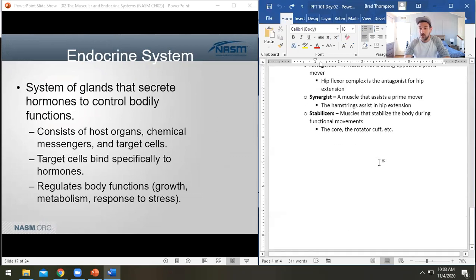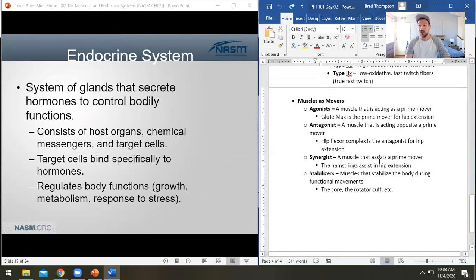Now we've also got our endocrine system here, and you'll notice I didn't put any notes. I didn't put anything in your notes for the endocrine system because you're not going to be tested on it in this course. You'll get a couple questions related to it, but we'll go over it more in depth in other classes. So we're not going to spend a ton of time on that today.